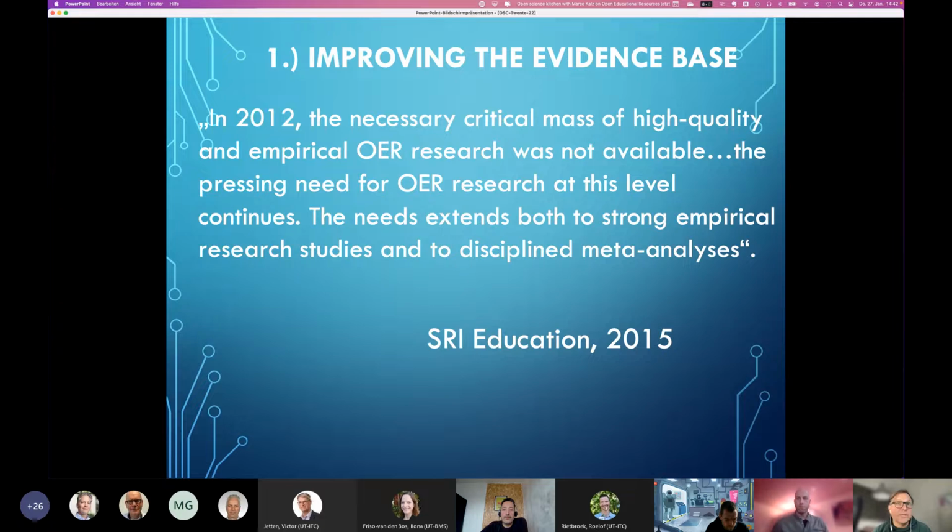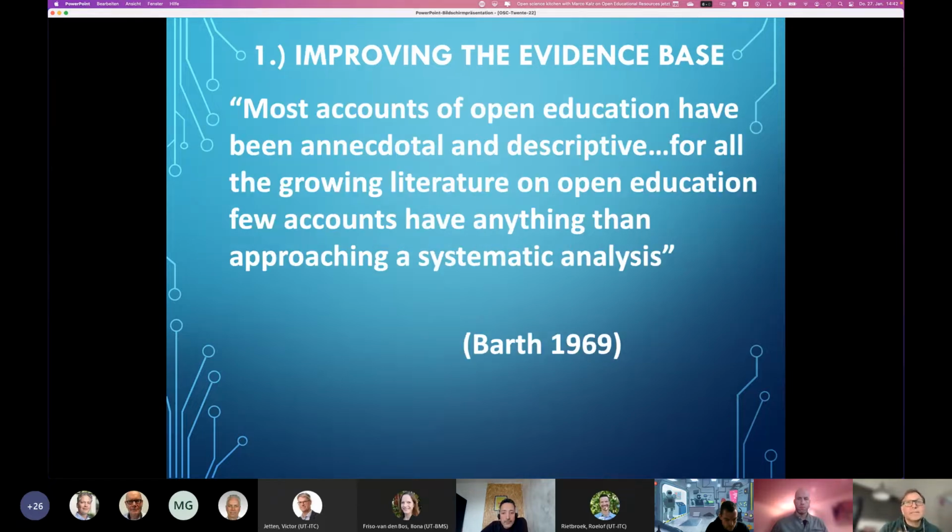A very old comment here is also from Richard Bartt, that most accounts of open education have been anecdotal and descriptive. So I think this is still very much the case in many research accounts on open education.